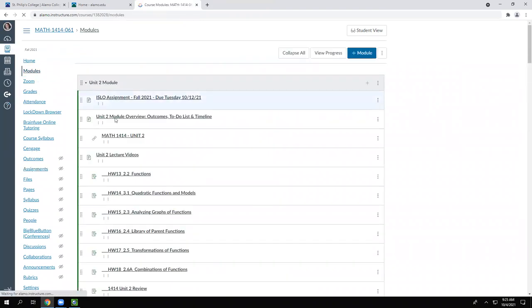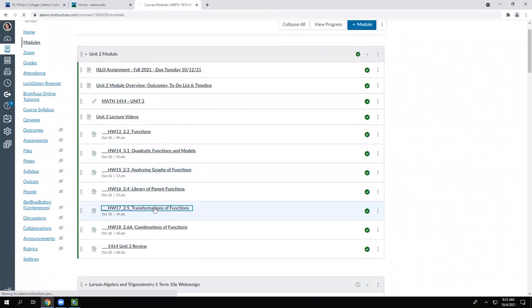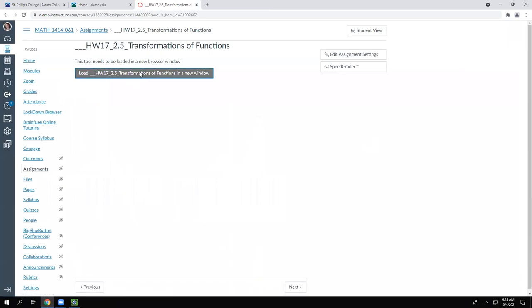Let's go look at 2.5. I'm curious what they're going to give you in here. Dun, dun, dun, come on.